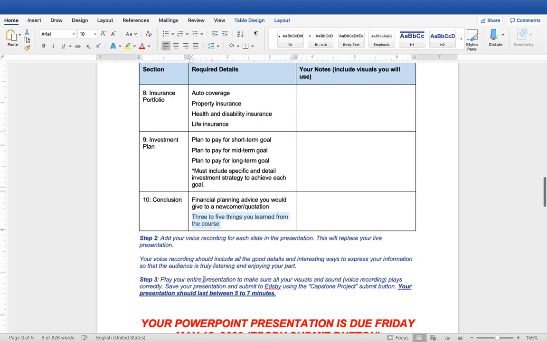Remember, after creating your PowerPoint, I would like you to add your voice recording for each slide in the presentation. This will replace the live presentation. That's kind of like the compromise we're having right now. Instead of doing a live Zoom presentation where you have to schedule a day and a time to present with business partners. By the way, the juniors are doing that for the Smart Car project. So you guys are lucky because you're not doing all that.